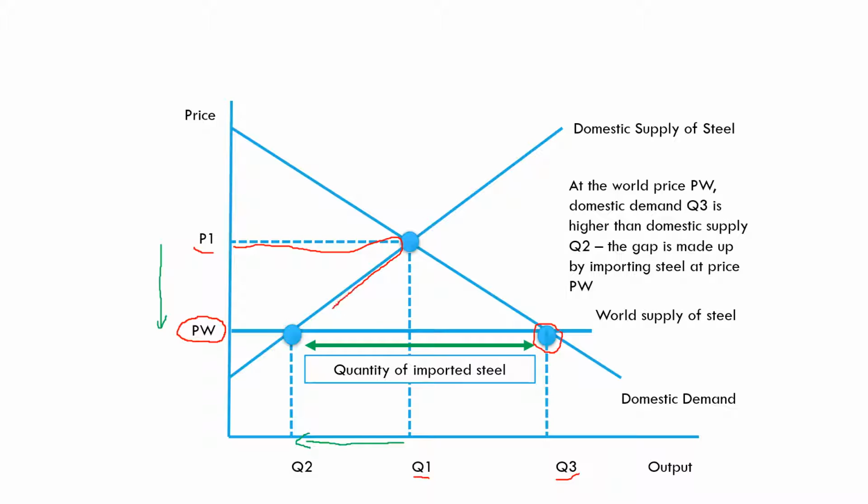Producer surplus. Well, originally the producer surplus was this, the area below the market price. But now, following the opening up of this market to free trade, we can see that producer surplus has shrunk, and only the most efficient domestic producers are left in the market. So this is a really good diagram to demonstrate the impact, the benefits of free trade. We can see a huge increase in consumer surplus, but a reduction in producer surplus.